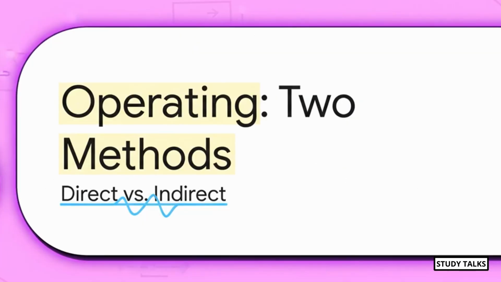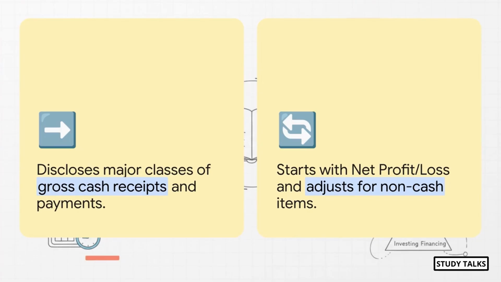Now let's tackle what's often the most complex part, operating activities. And AS-3 actually gives us 2 different ways to present this section. So you've got the direct method and the indirect method. The direct method is, well, direct. It's super simple. It just lists out cash you got from customers, cash you paid to suppliers.